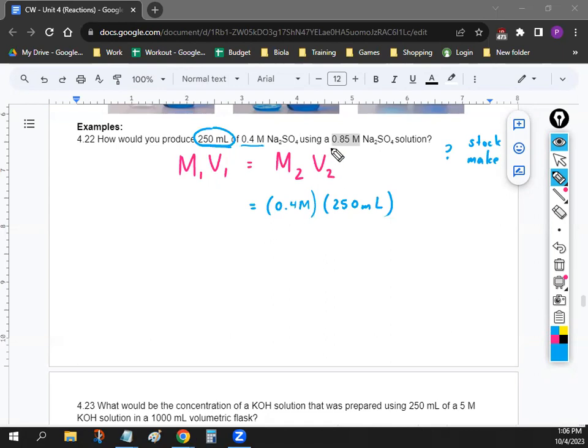Okay, and then lastly, you are using a 0.85 molarity solution. So that means that's going to be your M1. And so you are looking for V1.